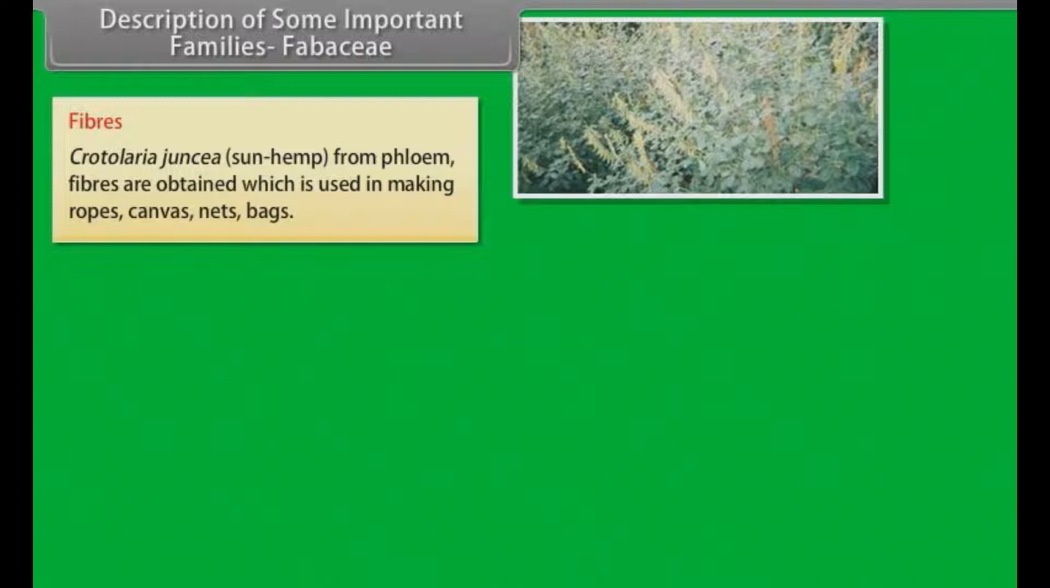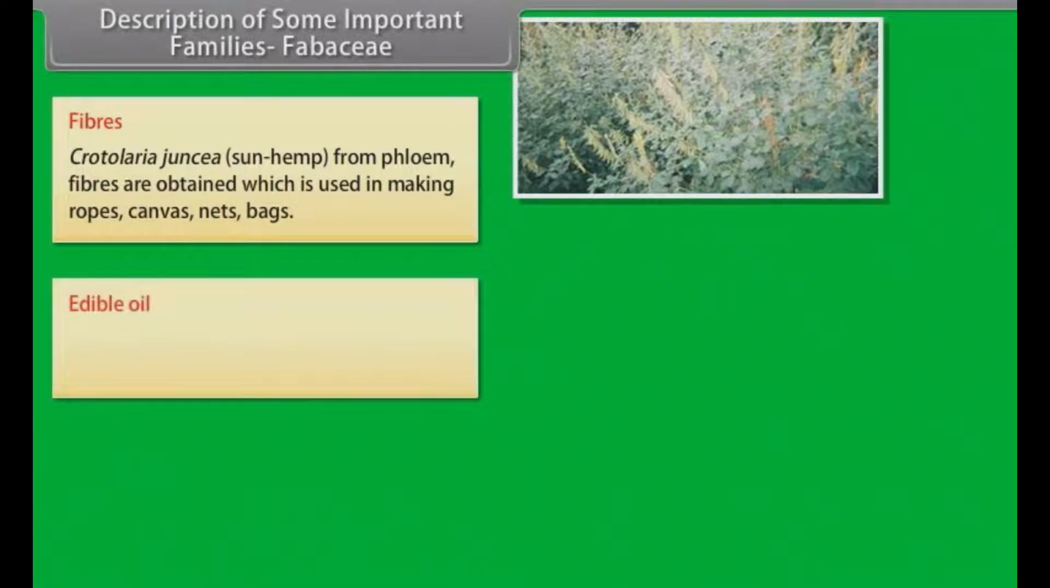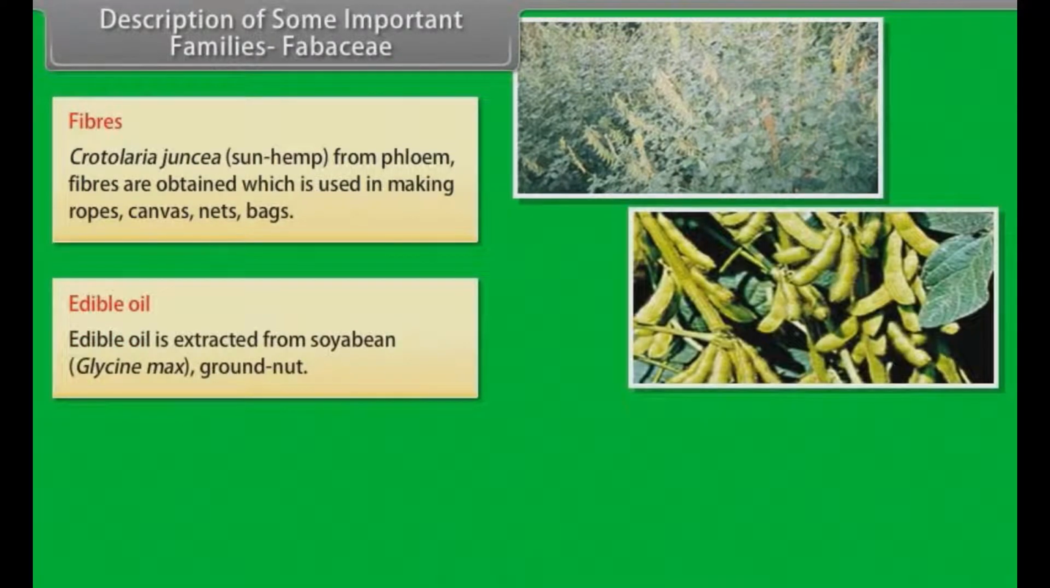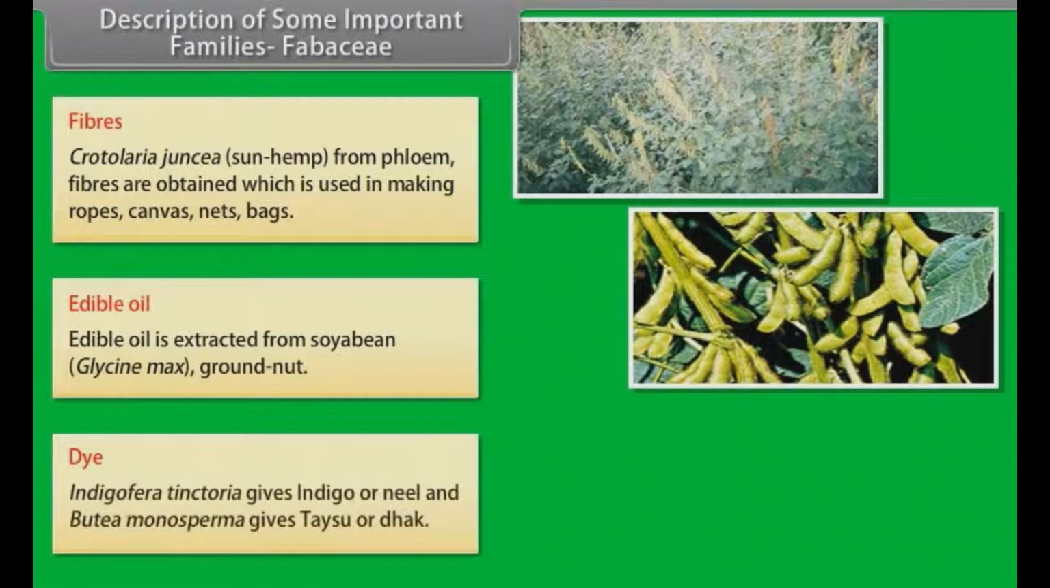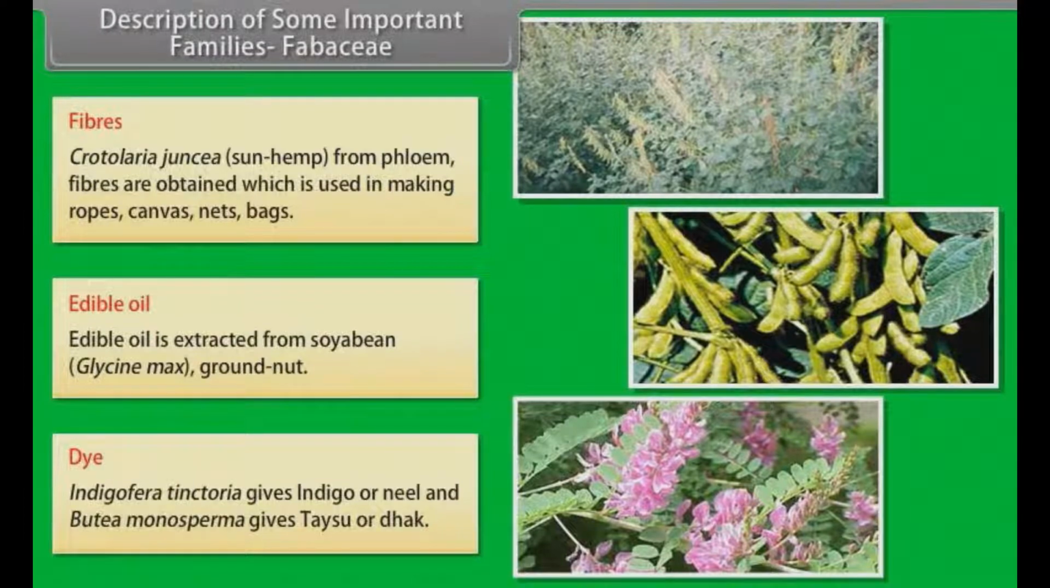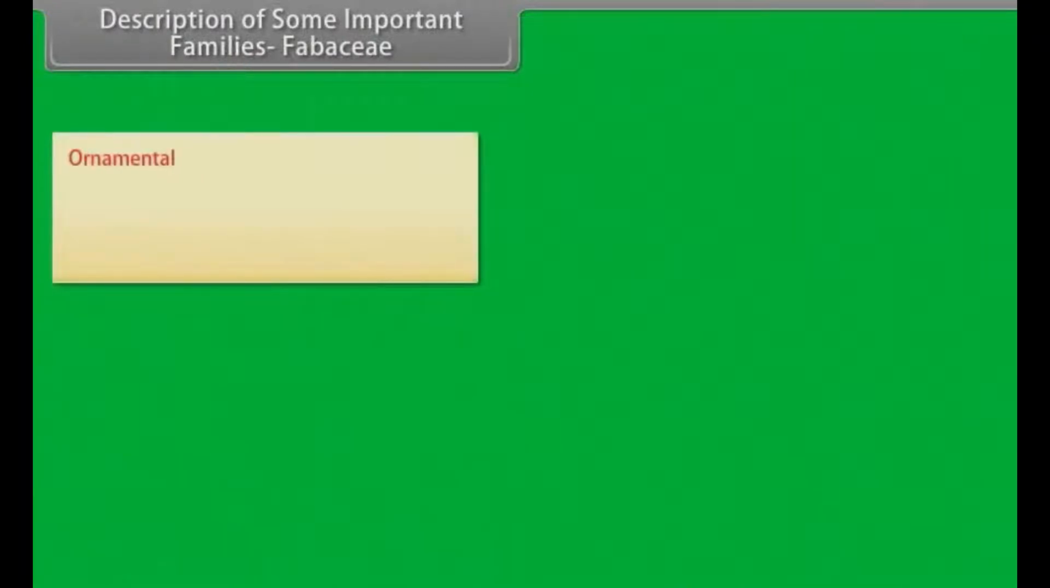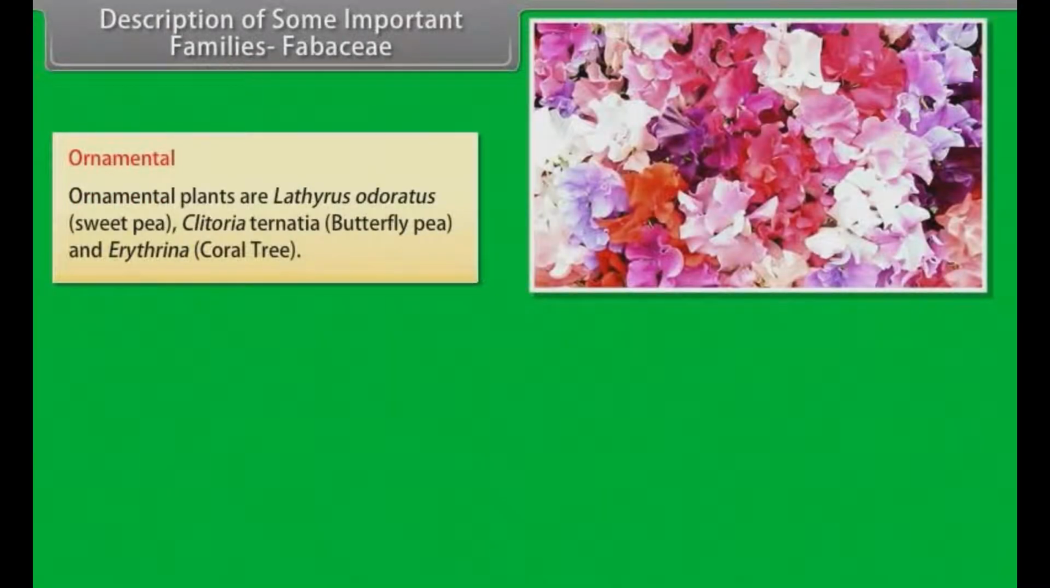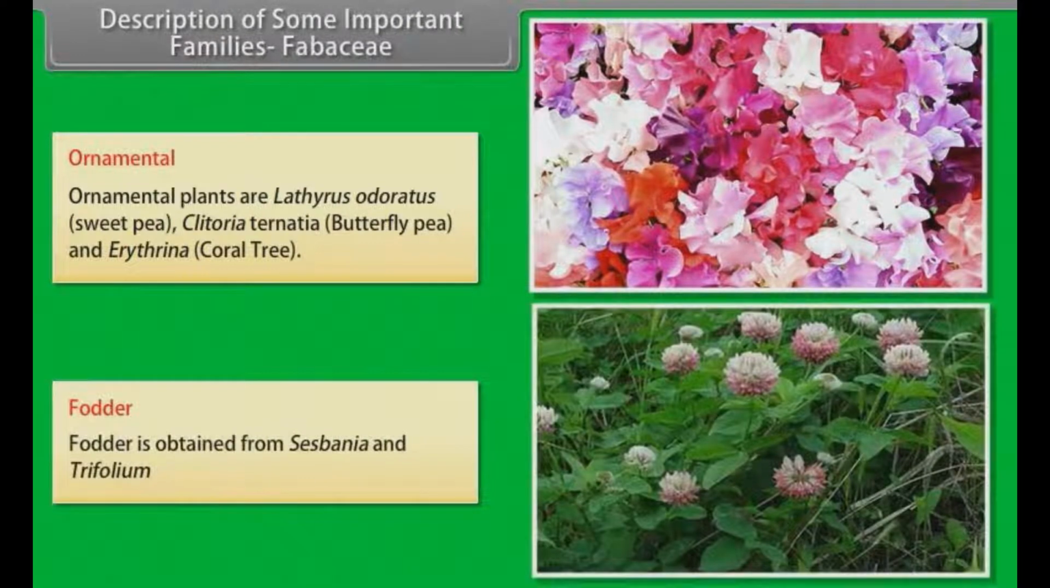Fibers: Crotalaria juncea, sunhemp. Fibers are obtained from phloem, which is used in making ropes, canvas, nets, bags. Edible oil is extracted from soybean, Glycine max, and groundnut. Dye: Indigofera tinctoria gives indigo or neel, and Butea monosperma gives tesu or dhak. Ornamental plants are Lathyrus odoratus, sweet pea, Clitoria ternatea, butterfly pea, and Erythrina, coral tree. Fodder is obtained from Sesbania and Trifolium.